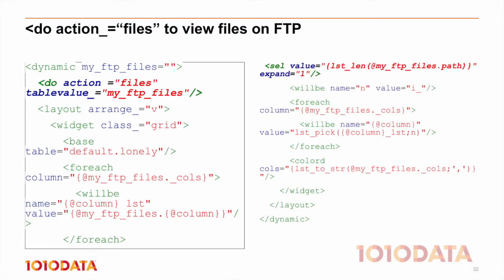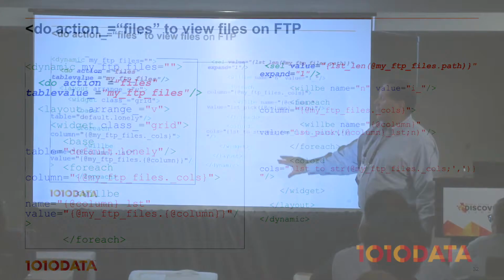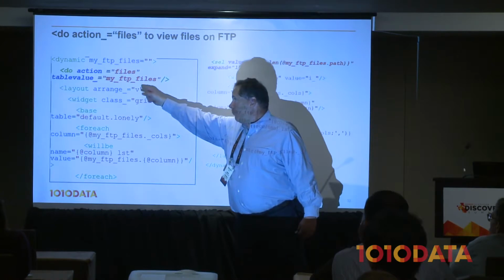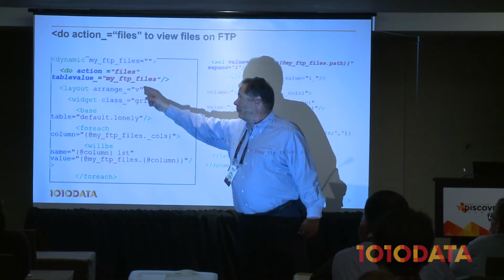In this example, we want to view our files on FTP. Normally, you would have to go to FileZilla or do an FTP command. You could build a simple application that does it. All it does is action equals files, and the table value is the name of where you're going to store them. What else is going on in here is not that important. It's just taking that value and storing it in the form so it'll show up in a grid, in a table. But just by running this, you would have a list of all of the files that were on your system that you could use.